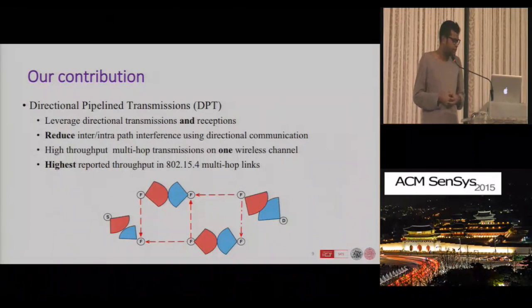And this is where our contribution comes in, which is the directional pipeline transmission protocol. So this leverages both the directional transmissions and receptions for bulk data transmission. We show that the directional transmissions together can reduce the interpath as well as intrapath interference significantly, and our results demonstrate that this allows high throughput multi-hop transmissions using only one wireless channel, which is very important right now because there are so many devices that operate on the same ISM band, and interference is a big problem. And finally, we also show that using our protocol, we achieve the highest throughput that has been reported over 802.15.4 multi-hop links.